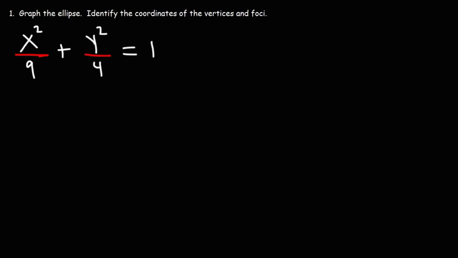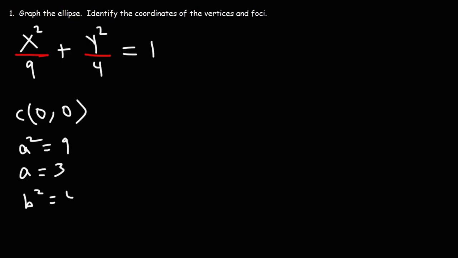So feel free to try this problem. In this problem, there's no h or k value, so the coordinates of the center is 0, 0. a squared is going to be the larger of the two numbers. So 9 is greater than 4. That means a squared is 9, which means a is the square root of 9, so a is 3. b squared is the other number, 4, which means b is the square root of 4, or 2. So now that we know the values of a and b and the center, we can go ahead and graph the ellipse.